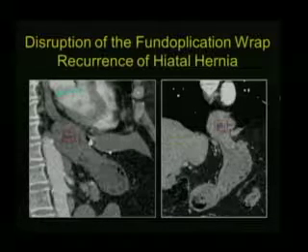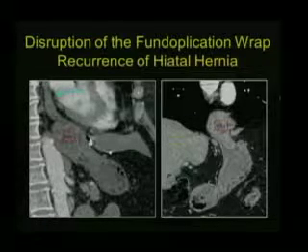This is the reconstruction of some of the failed fundoplication. This is one of the complications. Sometimes there is dehiscence of the wrap. We don't see any evidence of prior surgery. We see the recurrence of the hiatal hernia, and especially the recurrence of the gastroesophageal reflux.